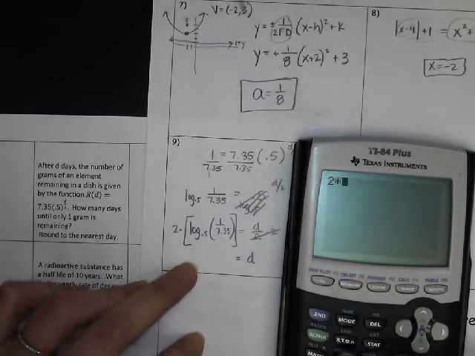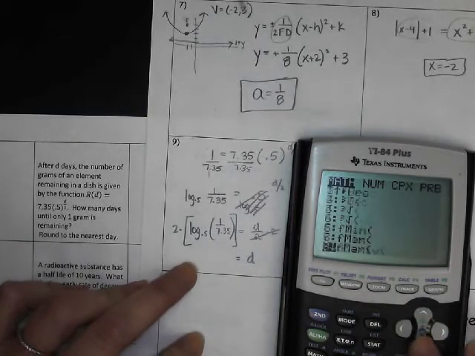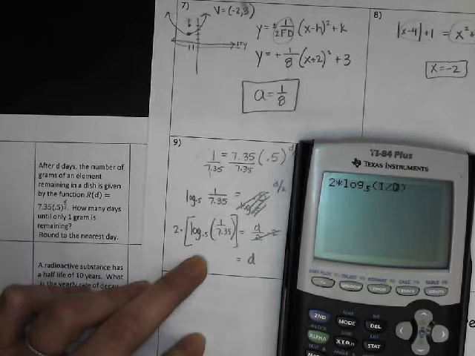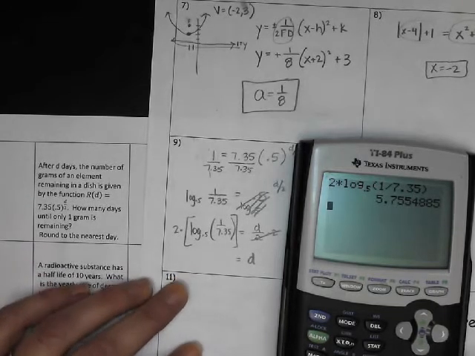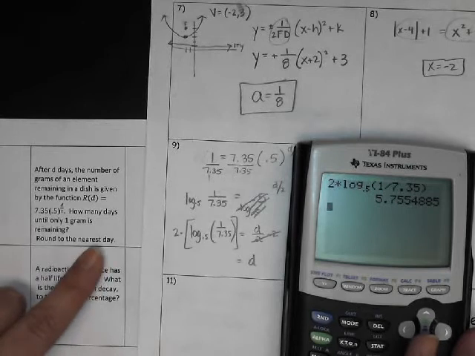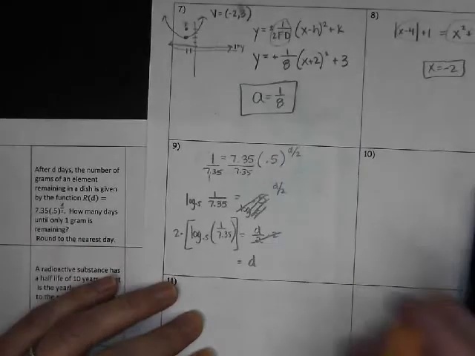2 times, then we have to go to our math, scroll all the way down to find our log base 0.5, 1 over 7.35, and d equals 5.755, and I see that as my final answer, and I immediately go back and say, what did they want me to round to again? Nearest day, so 6 days.